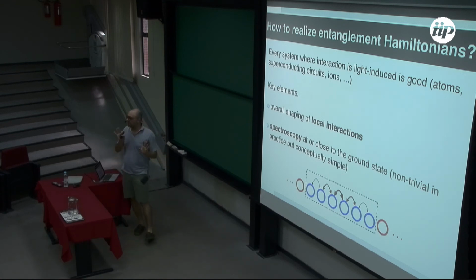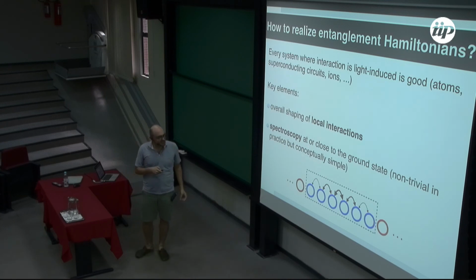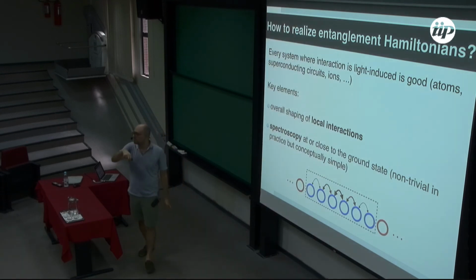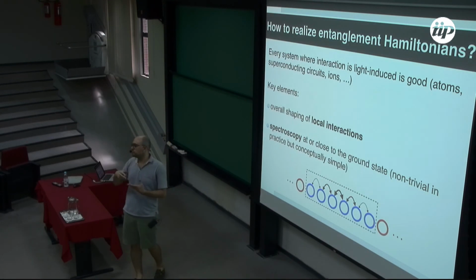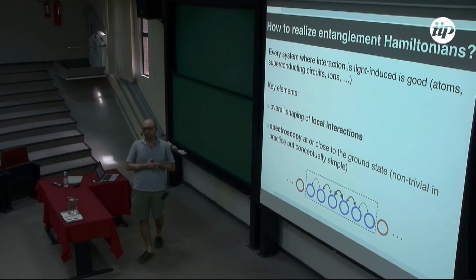This can be done in many different settings. From the cold atom viewpoint, the easiest is probably something where you can have an overall shape of interaction, which is Rydberg systems. Why so? Because in Rydberg systems, the strength of interaction can be tuned through Rabi frequencies, and Rabi frequency is something that is possible to modulate spatially.